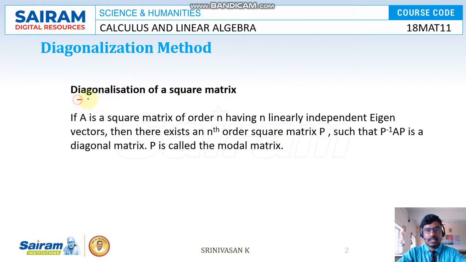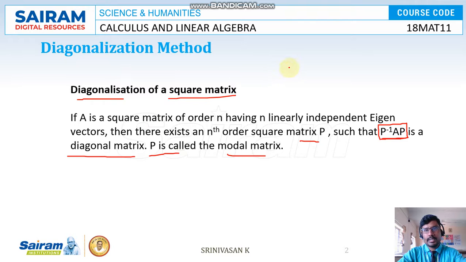Diagonalization of a square matrix: if A is a square matrix of order n having n linearly independent eigenvectors, then there exists an nth order square matrix P such that P inverse A P is called a diagonal matrix, where P is called the modal matrix. So this is the definition of diagonalization.